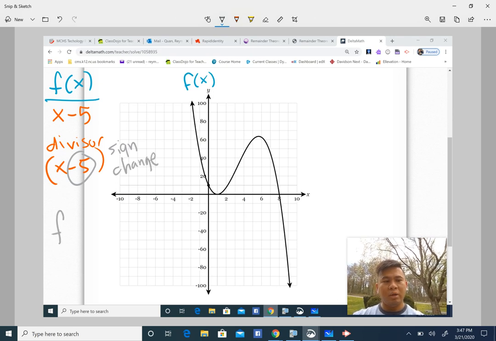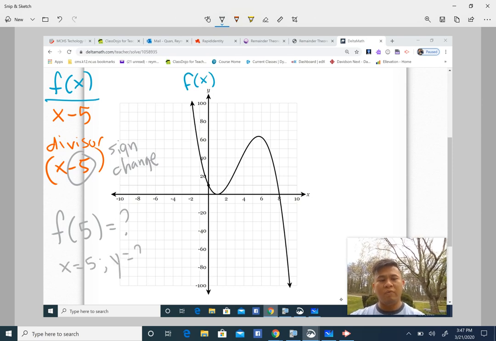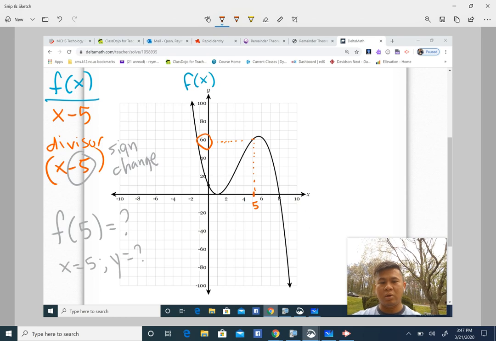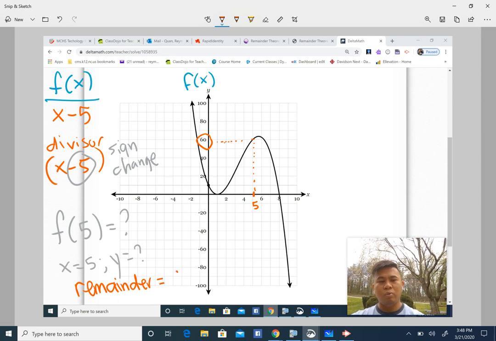And what I will get now is as follows. What is f of positive 5 equal to in here? That means if x is 5, then y will be equivalent to what on this function. So in this case, let us analyze this function. If x is equal to 5, midway between 4 and 6, you trace the function and see what the y value is, which is equivalent to 60. Then that means the remainder, when f of x is divided by x minus 5, will be 60.